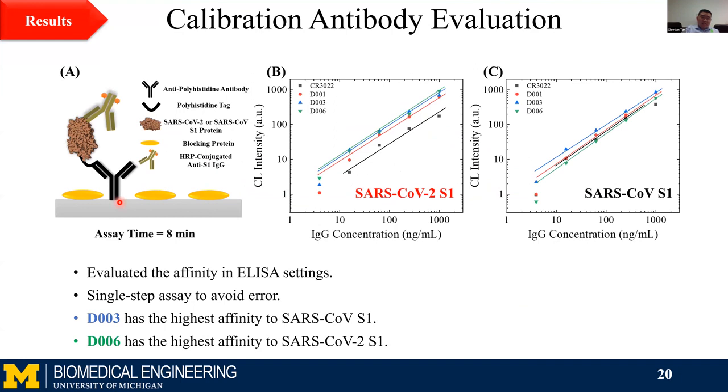In this assay, the requirements of a good calibration antibody are as follows. First, it needs to have a high affinity toward the SARS-CoV-2 S1 protein. Second, it needs to have a large dynamic range towards this S1 protein. Third, it needs to have a relatively high specificity towards SARS-CoV-2 S1.